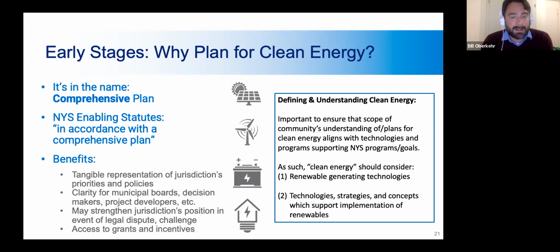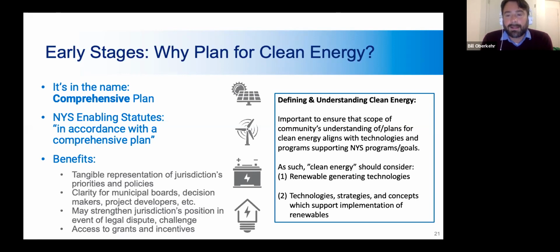May strengthen a jurisdiction's position in the event of a legal dispute or challenge. Covered that enough. Zoning needs to be grounded in a comprehensive plan. And finally, it can give you access to grants and incentives, in addition to the incentives for coming up with the comprehensive plan.